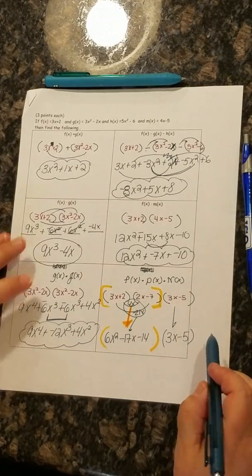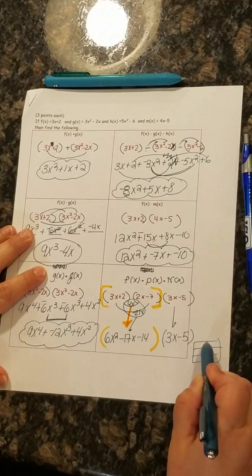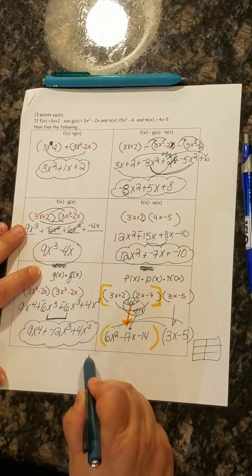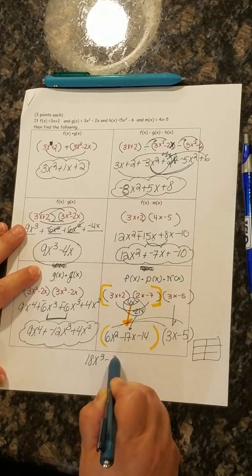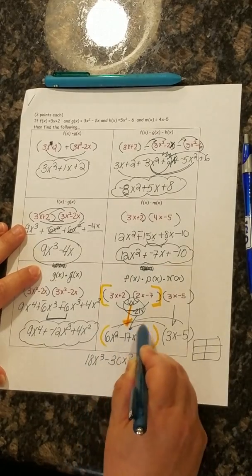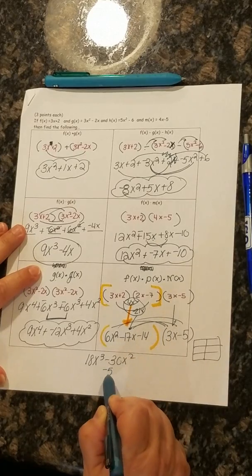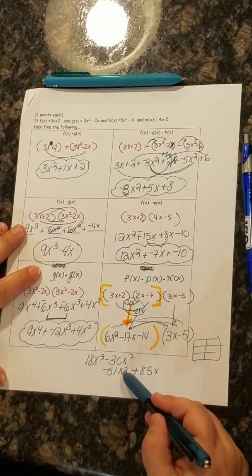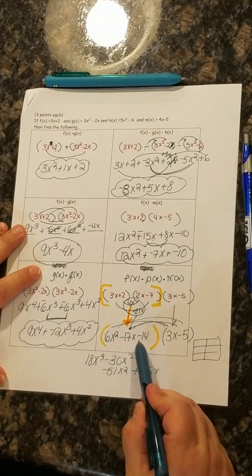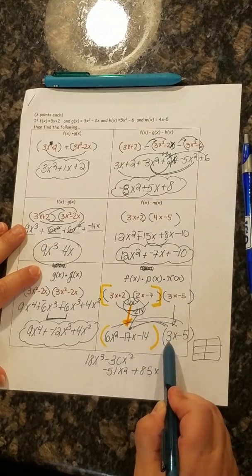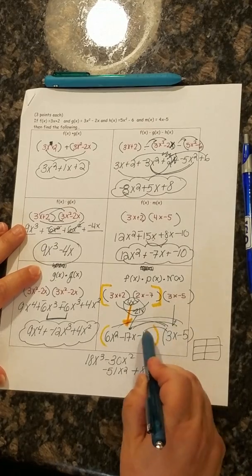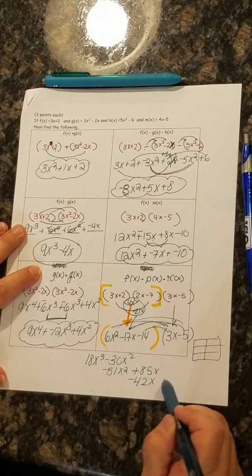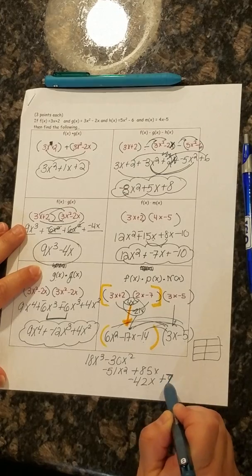So you could do the 3 by 2 here, or you could just triple distribute each time. I end up getting 18x cubed minus 30x squared. Then when I distribute the 17, I get negative 51x squared plus 85x. You guys notice I'm putting the like terms under each other. Then when I get negative 14 times 3x, I get negative 42x, so I might as well start that under its like term, and then negative 14 times negative 5 is positive 70.